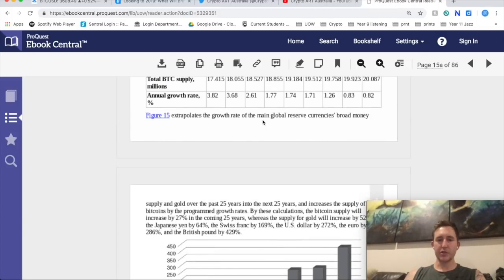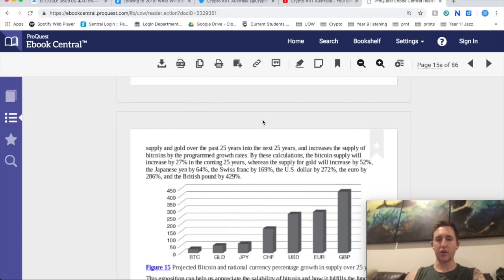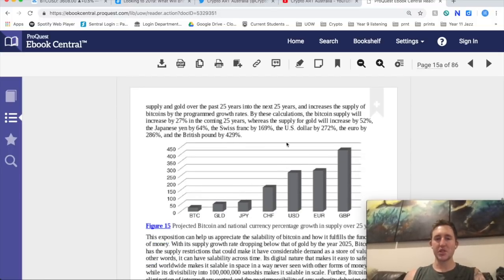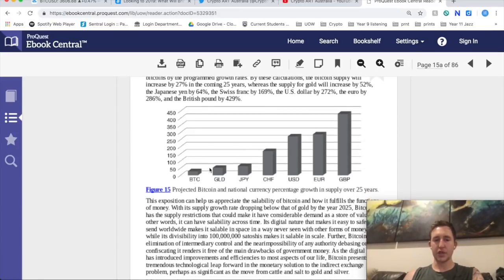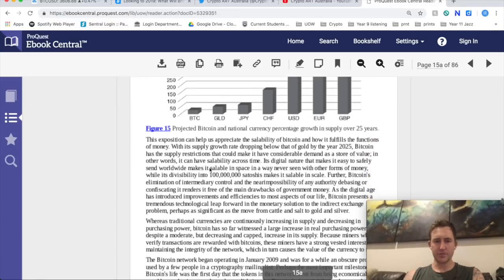Figure 15 extrapolates the growth rate of the main global reserve currencies, broad money supply, and gold over the last 25 years, and increases the supply of Bitcoins by programmed growth rates. So really important to see here, the Bitcoin supply will increase by 27% in the coming 25 years, whereas the supply for gold will increase by 52%, Japanese yen by 64%, and the Swiss franc by 169%, and of course the pound by 429%. So you can see here the projected growth in the next 25 years.